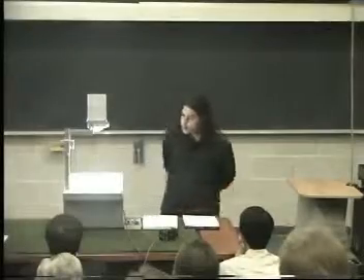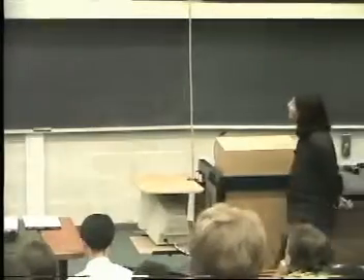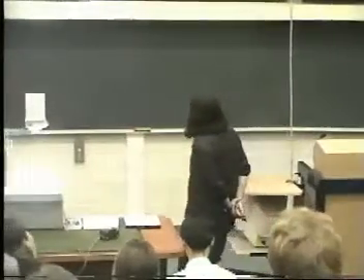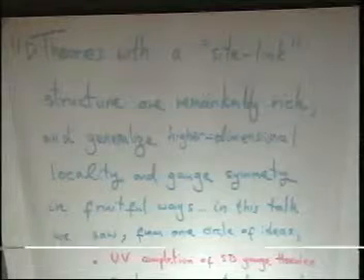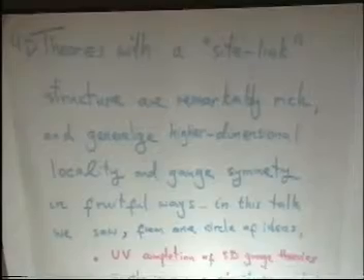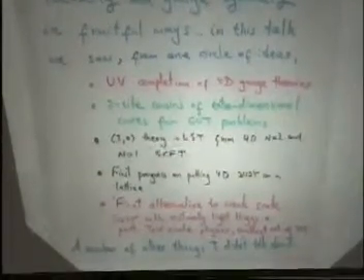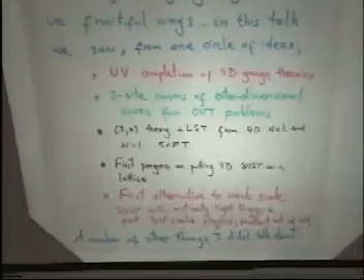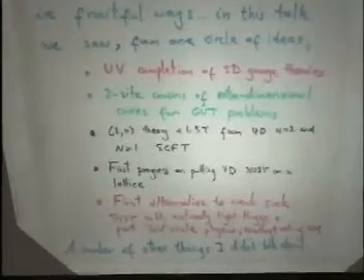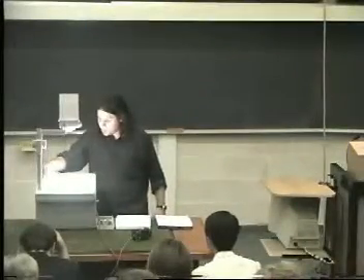Okay, so let me just conclude. 4-dimensional theories that have a site and link structure are remarkably rich. They generalize higher dimensional locality and gauge symmetry in fruitful ways. And I hope to convince you in this talk that just from one very simple, small circle of ideas, a number of nice things come out. Ultraviolet completions of higher dimensional gauge theories, relationships to string theory, and supersymmetry on a lattice, and really the first alternative to weak scale supersymmetry, which has a light Higgs and makes sense as a nice theory at the TeV scale.